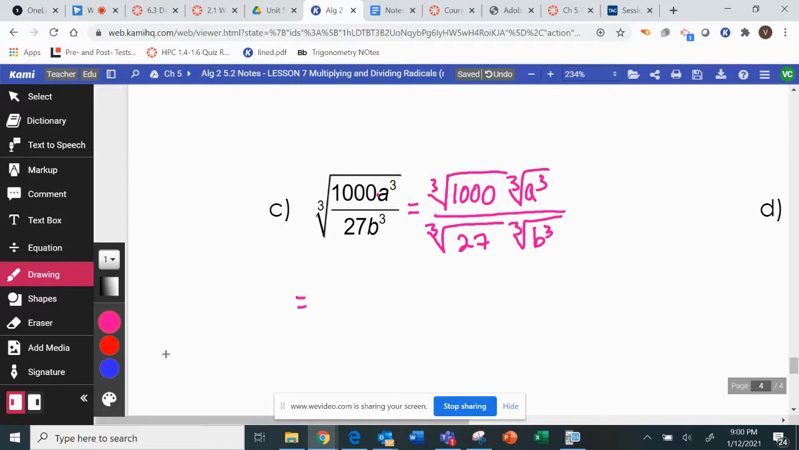The cube root of 1,000 is 10. The cube root of A cubed is A. The cube root of 27 is 3. The cube root of B cubed is B. And then there's nothing else to simplify.